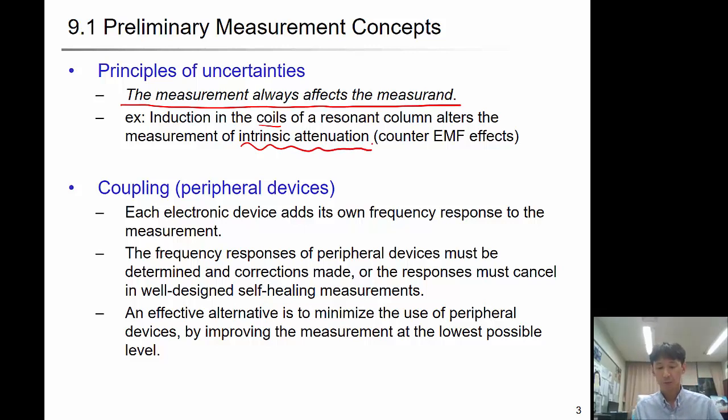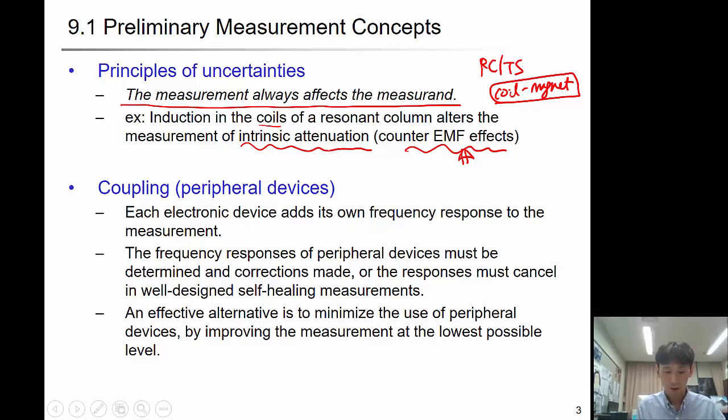So in the RCTS, they use the coil and magnet driving head. And this coil and magnet has inherent counter EMF effects. So because of this electromagnetic effect, it affects the attenuation measurement.